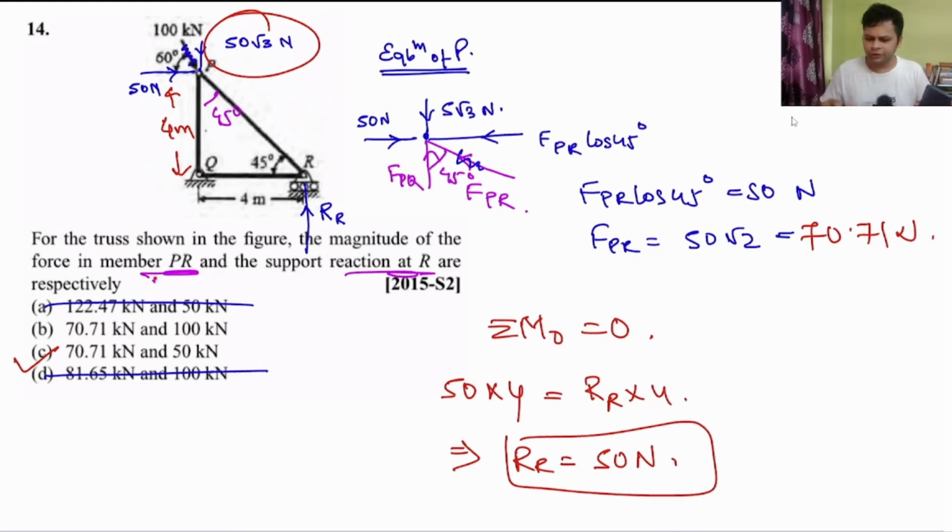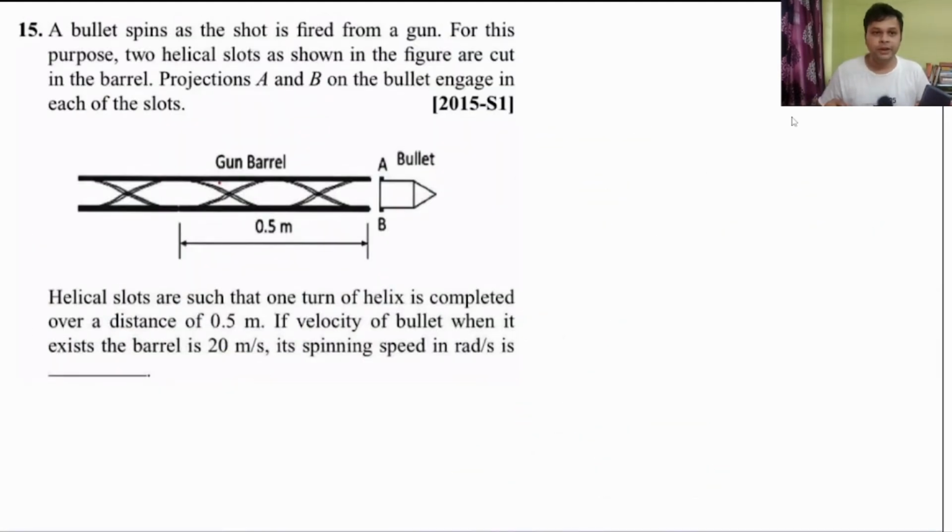So let us move on to the next question. Question number 15. A bullet spins as the shot is fired from a gun. For this purpose, two helical slots, as shown in the figure, are cut in the barrel. Projections A and B on the bullet engage in each slot. So the bullet has two projections fitted in the helical slot. What is happening is, as the bullet is moving forward, the bullet is also turning.